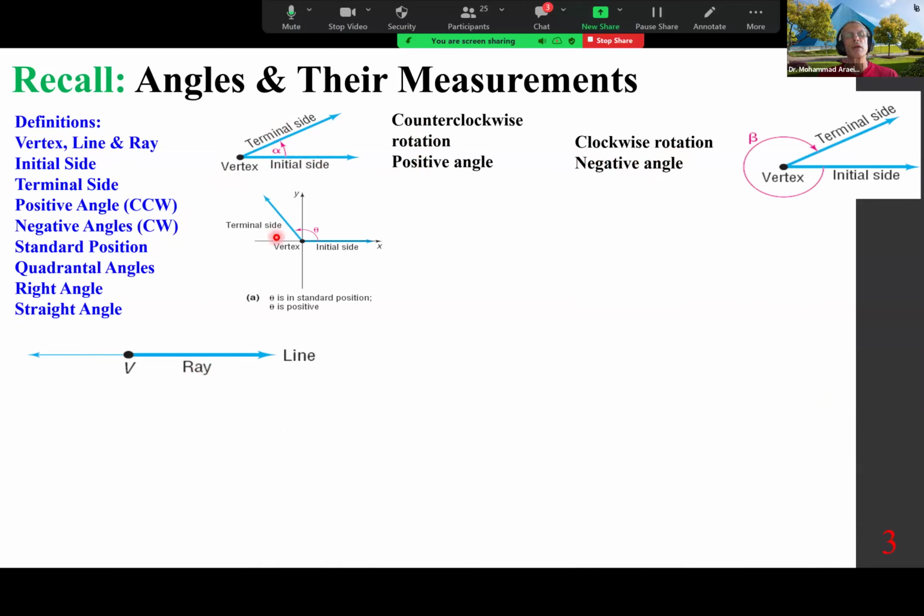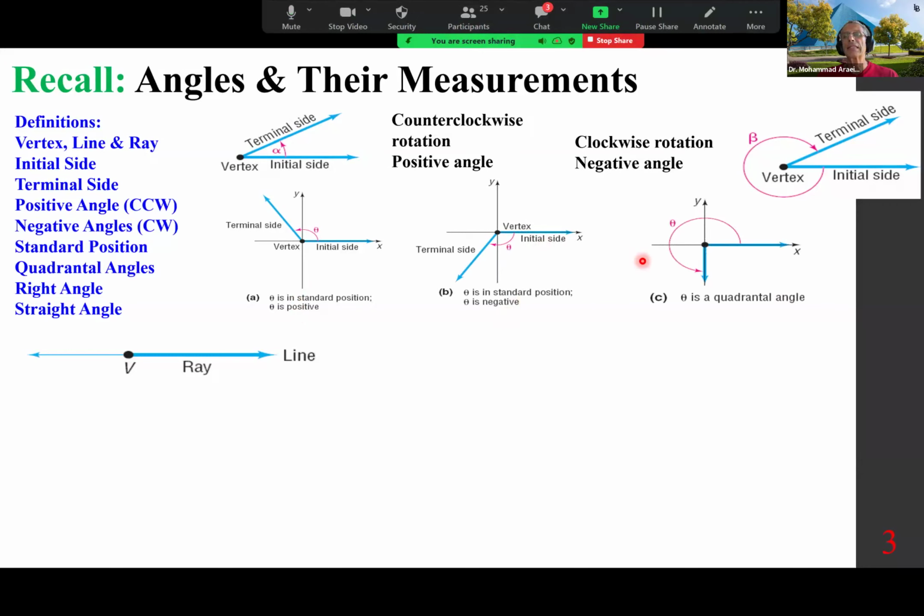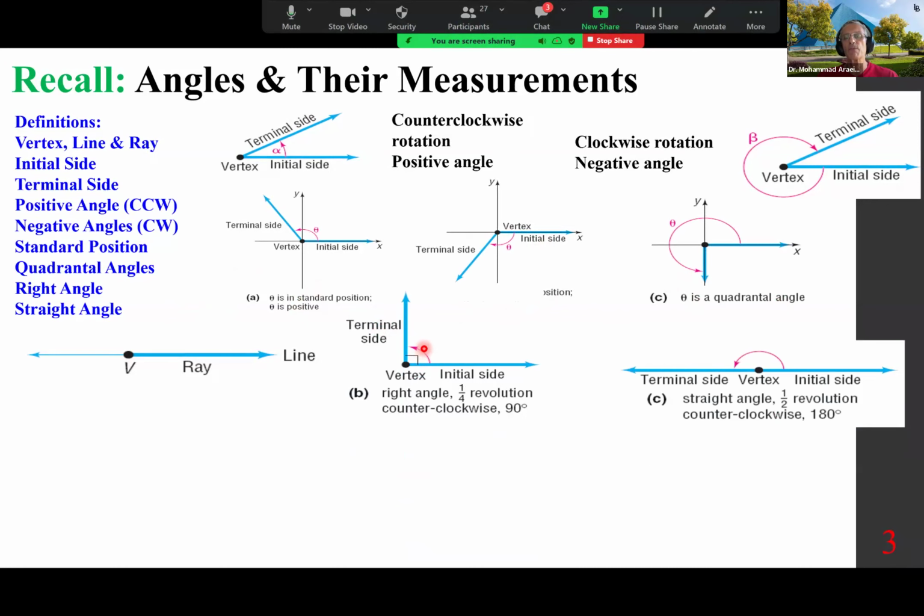Standard position, the initial side is along the x-axis. Here's the standard position with theta being positive. Here's the standard position with theta being negative. Here's an example of the quadrantal angles; the quadrantal angles are along the x or y axis. Right angle, making a 90-degree angle with the initial side, or 1/4 of a revolution, or pi over 2.